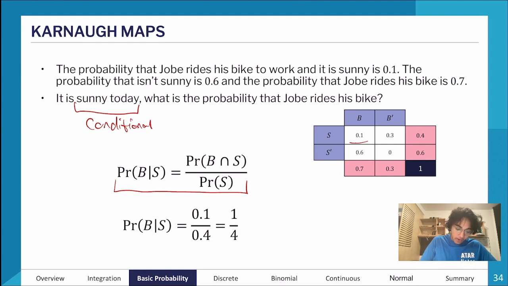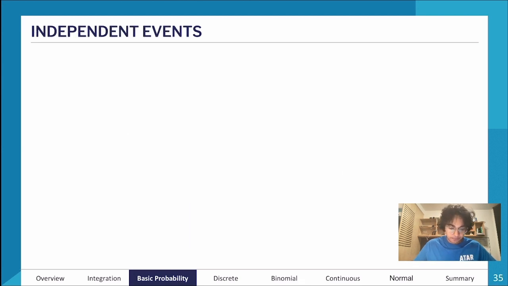So riding bike, given that it's S, right? Given that it's sunny. So on the top, we want to know the intersection between B and S, and I said that was 0.1, so we write 0.1. The probability that it's sunny is 0.4, and so simplifying it, we'll just give 1 on 4, or a quarter, or 0.25. But yeah, I've always found these tables super helpful for these conditional probability questions, mainly.